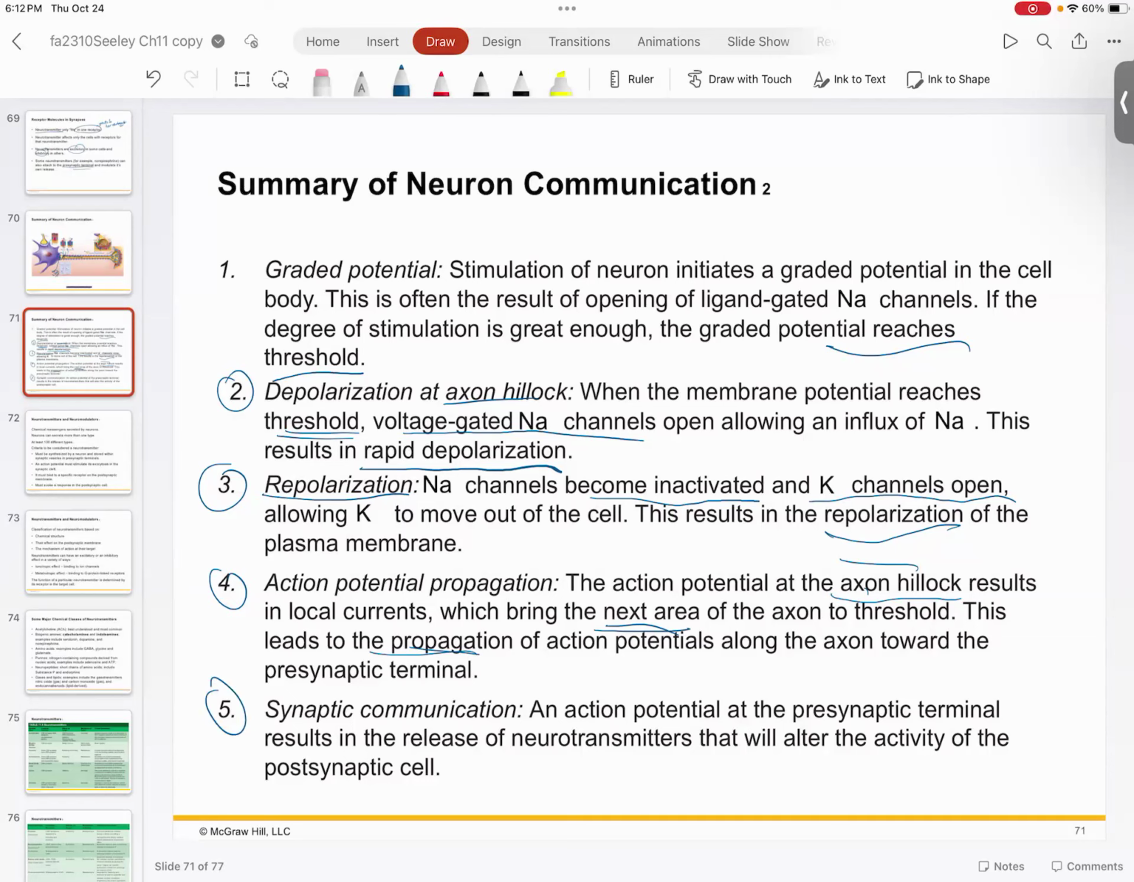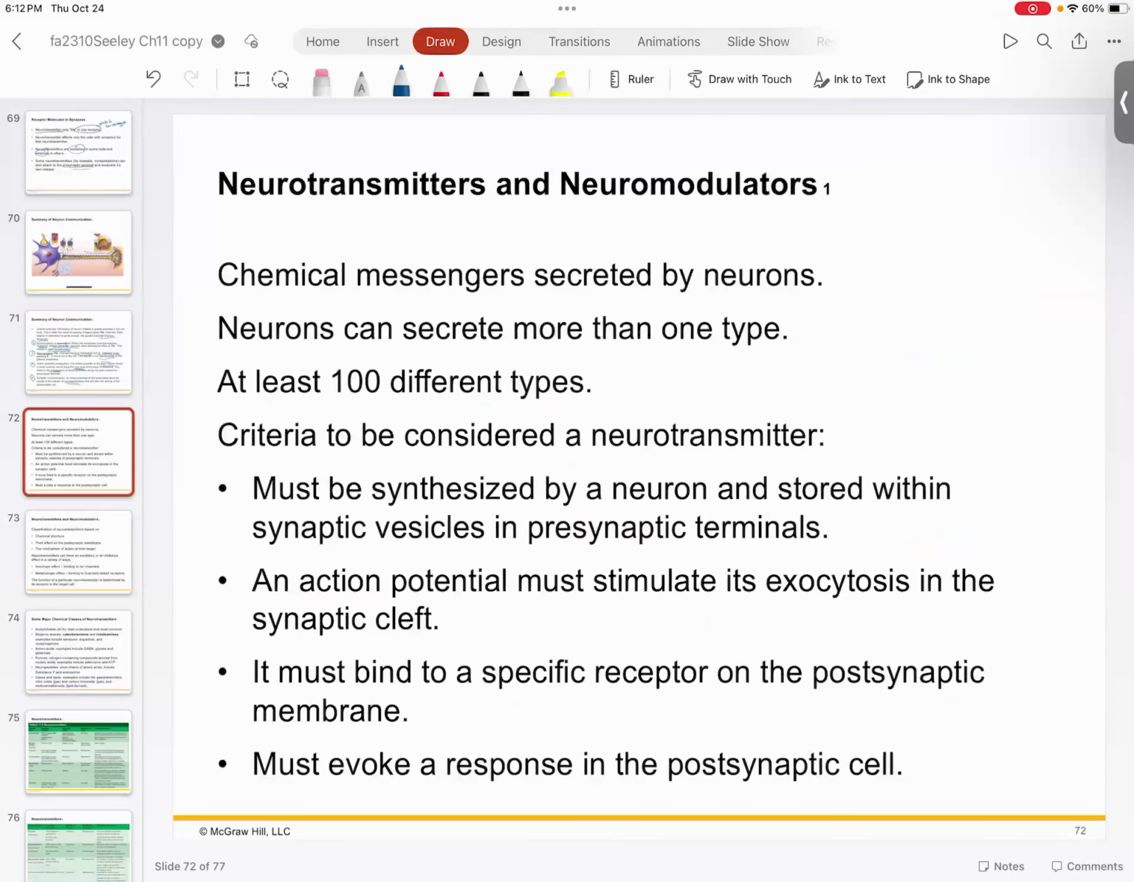Now, the synaptic communication: you have your action potential reaching the presynaptic terminal, where it's going to release the neurotransmitters to the postsynaptic cell. So that's basically a summary. Hopefully that'll be useful for you guys, that kind of stepwise summary.